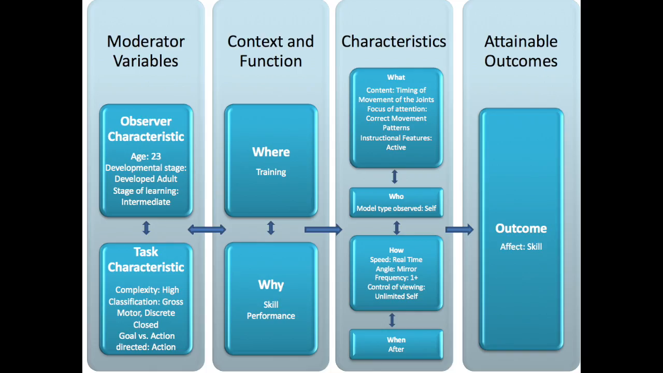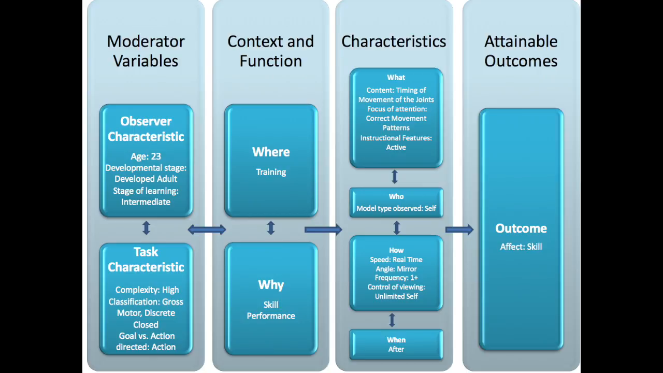Skill 2. Observation model. Moderator variables. Observer characteristics. Age 23. A developed young adult in the intermediate to advanced stages of learning. This will be a discrete skill to begin with a clear start and end, and a higher complexity. Context and function. Where? In a training setting, such as a skate park to improve performance.